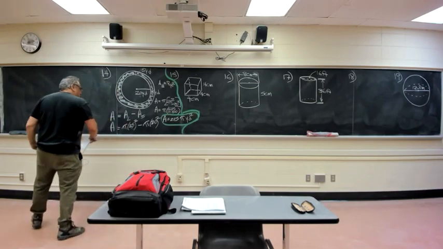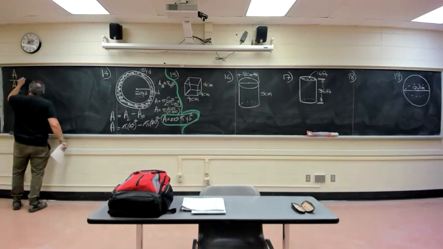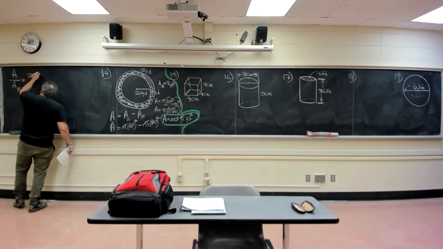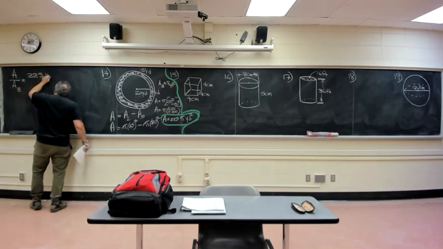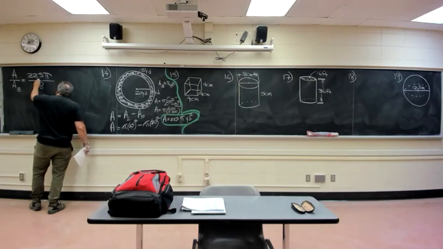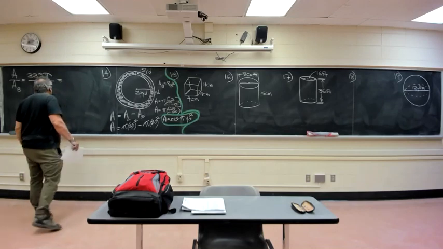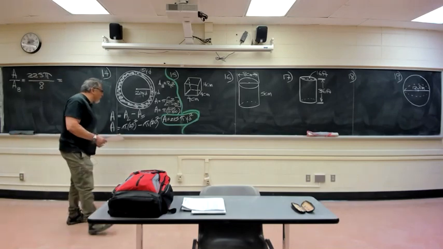We're going to take that area and divide it by the area per bag. We're going to take 225 pi and divide it by 8. 225 pi square yards divided by 8 square yards. Again, we said it's going to be somewhere in the ballpark.